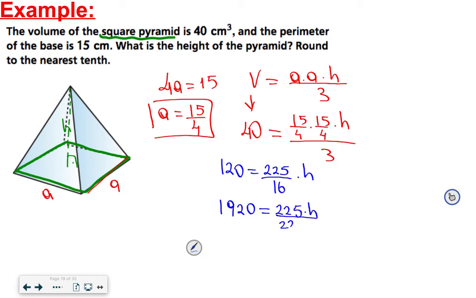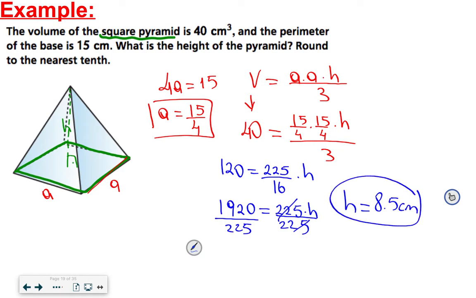To be able to find the height, divide both sides by 225 and the height is going to be approximately, rounded to the nearest tenth, 8.5 centimeters.